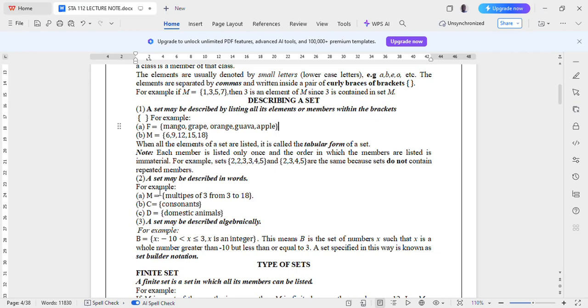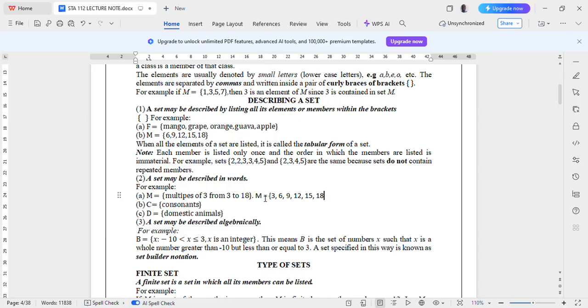Now, a set may be described in words. You can use words to describe the set. For example, M is the multiples of 3 from 3 to 18, just as we have it here. Now, how do we list that M? Just say M is equal to, open a curly bracket, the multiples of 3 from 3 to 18. So from 3 to 18, that would be 3, 6, 9, 12, 15 and 18.